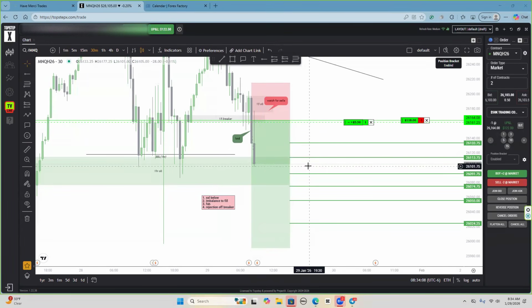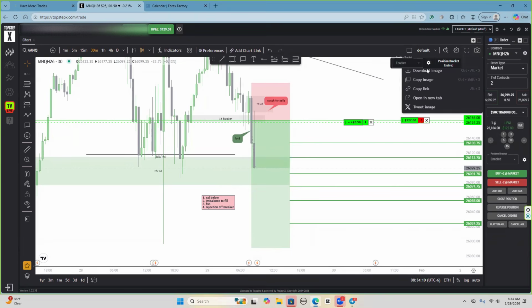All right, for those of us still in, price is trading towards TP3, and price is almost there, you guys. Look at that.